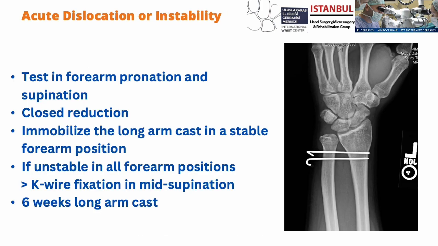So, in the case of acute dislocation or instability, you need to test DRUJ instability in forearm pronation and supination. Closed reduction may be tried first. If reducible and not globally unstable, the patient can be mobilized in a long arm cast in a stable forearm position. If unstable in all forearm positions, K-wire fixation in mid-supination followed by a 6-week long arm cast can be applied.